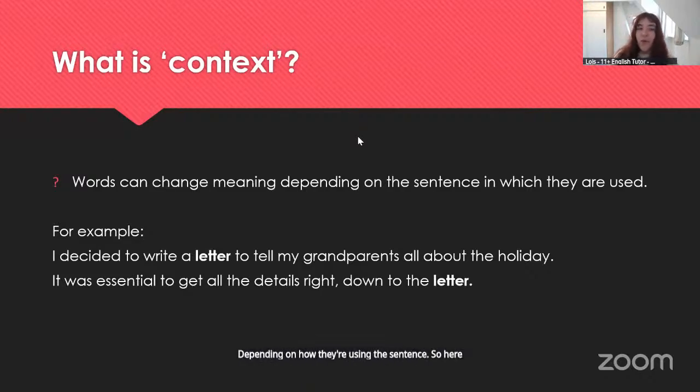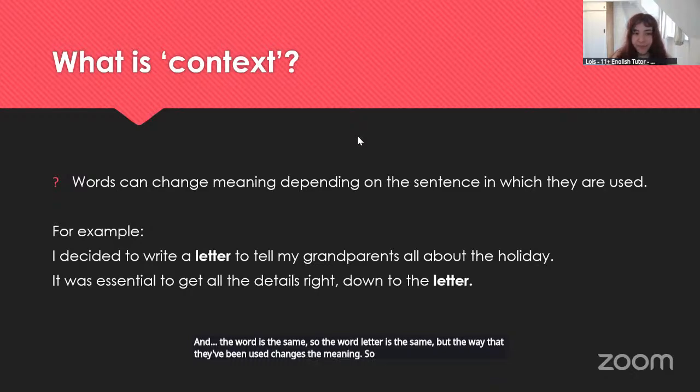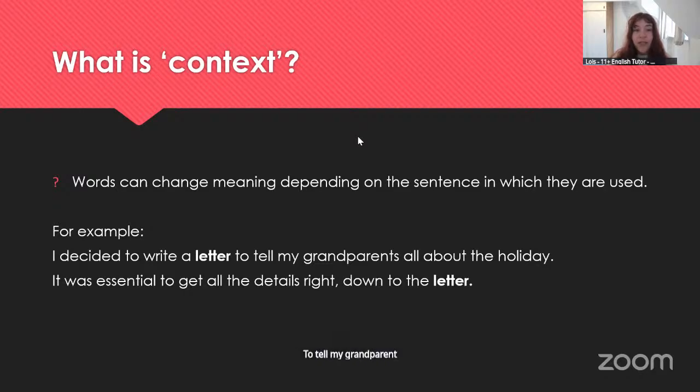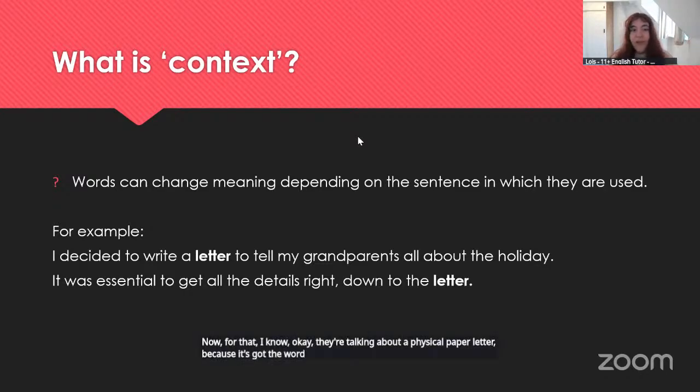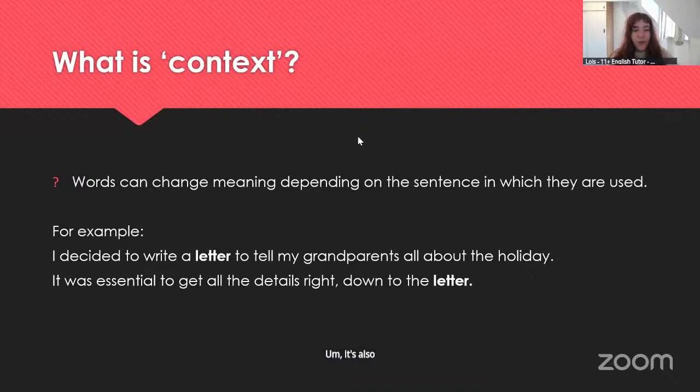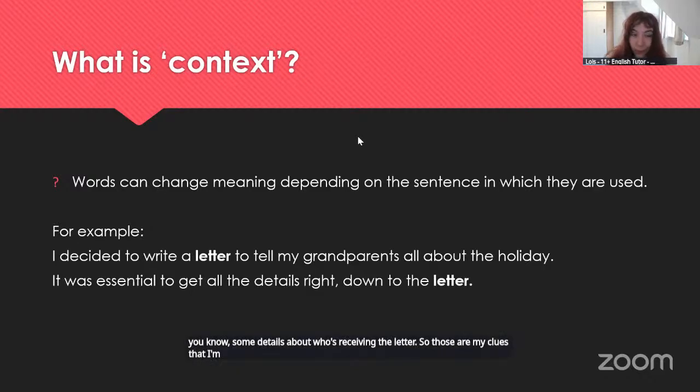So here's an example. You've got two sentences which use the word letter, and the word is the same, but the way that they've been used changes the meaning. The first sentence says, I decided to write a letter to tell my grandparents all about the holiday. For that, I know they're talking about a physical paper letter because it's got the word write in it. It's also got some details about who's receiving the letter. So those are my clues that I'm talking about a paper letter, with a stamp, dear so-and-so.